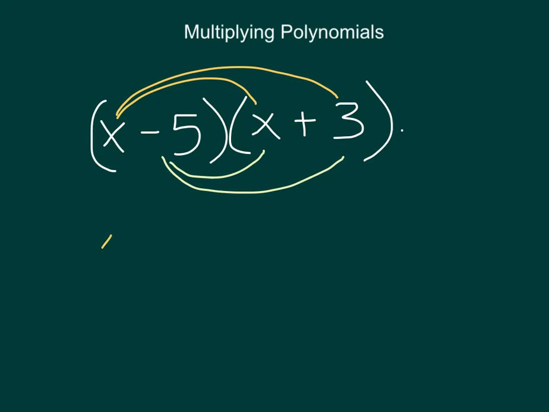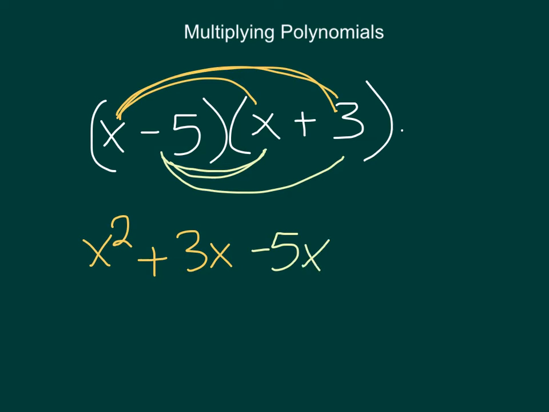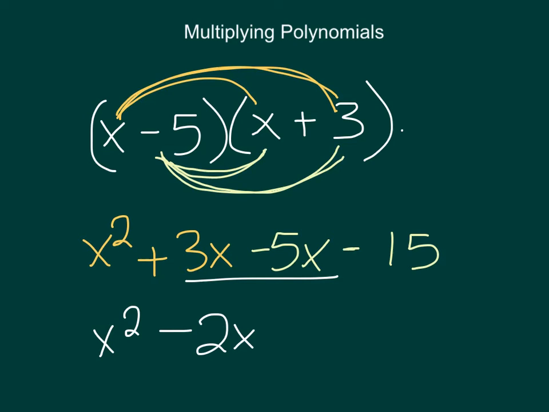So we're going to have x times x, which is x squared. And then we're going to do x times 3, which is 3x. Then we'll do the bottom one, so negative 5 times x is negative 5x. And negative 5 times positive 3 is negative 15. We still ended up with these 2 terms in the middle that are the same. So final answer, x squared minus 2x minus 15.